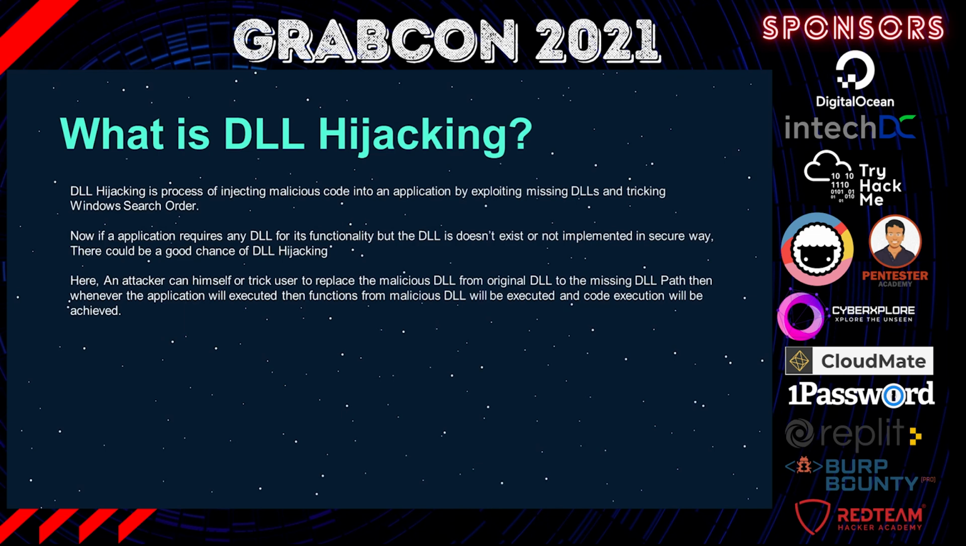An attacker can either do it himself or trick the user into replacing the original DLL with the malicious DLL at the missing DLL path. Or it could be the case of the crackers we discussed in the previous slides. Then whenever the victim executes that program file, or .exe, or you can say application, the functions from the malicious DLL will be executed and code execution will be achieved by the attacker.